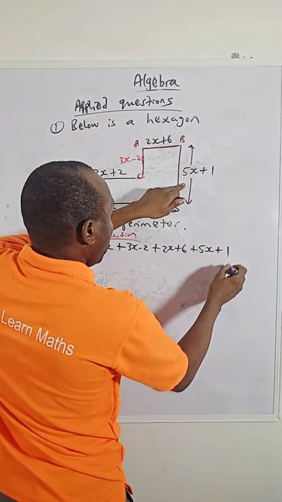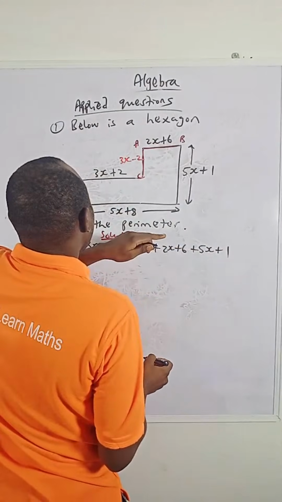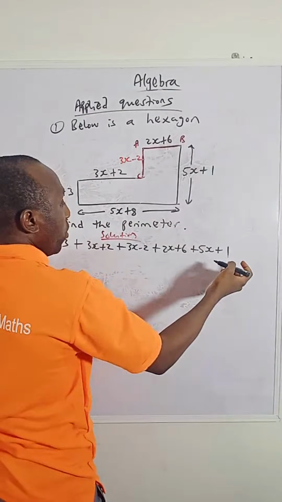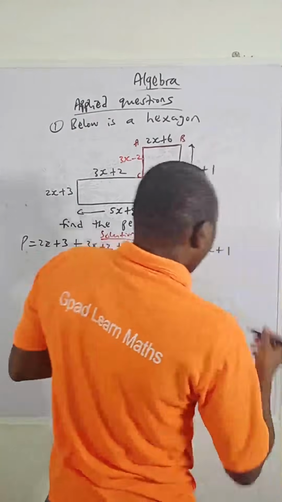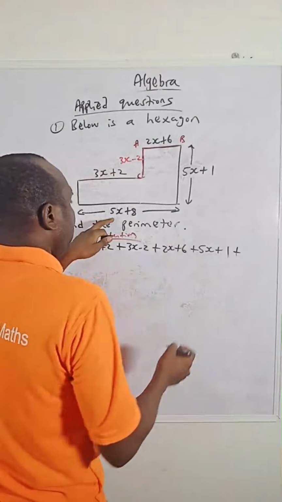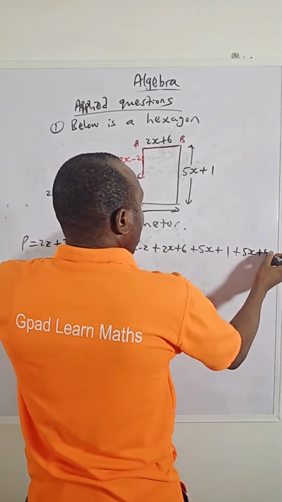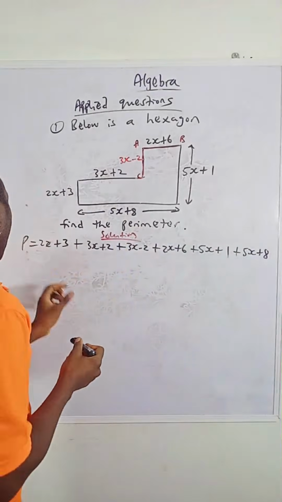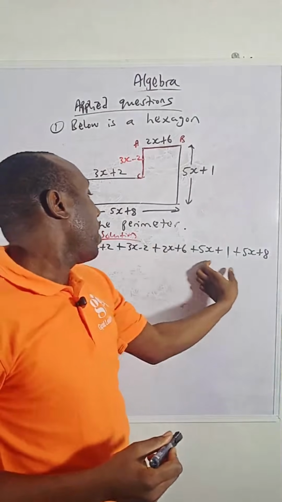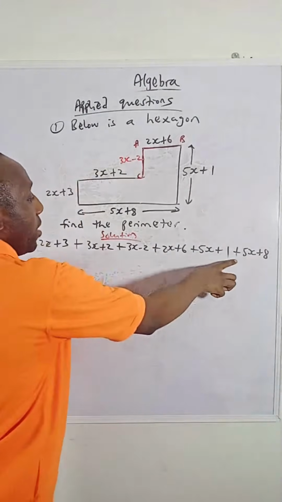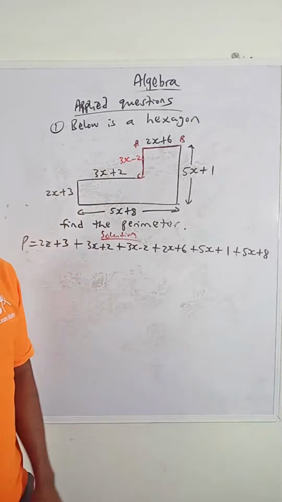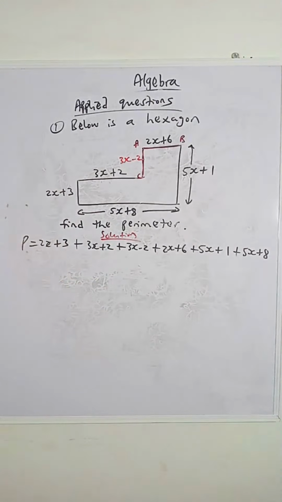5x plus 1, right? And then plus, will this space be enough, let me see, 5x plus 8. 1, 2, 3, 4, 5, 6. I have all the 6 sides covered. I hope this makes sense, people. If you have any question, drop it in the chat.